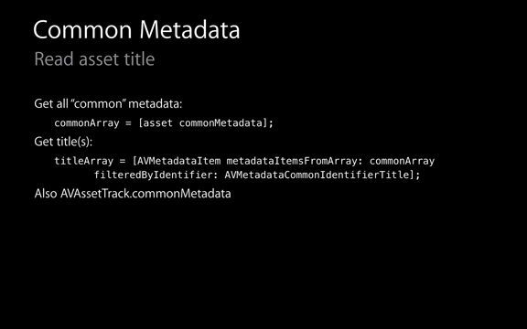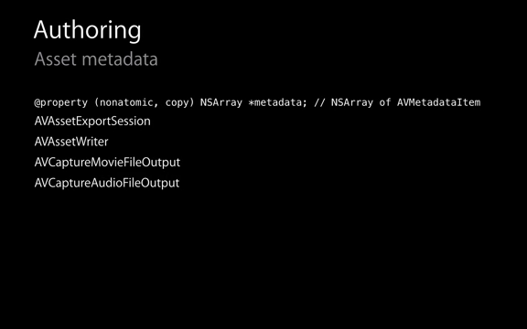So that is your brief introduction to inspecting metadata with AV Foundation. Let's talk a little bit about authoring, if you want to make your own files that have, say, location or iTunes metadata in them. Well, we have several different classes that can write movie files: AVAssetExportSession, AVAssetWriter, and the capture movie and audio file outputs. And these all have the exact same read-write property called simply metadata. So you give an array of metadata items, and then that will be written out to the file.